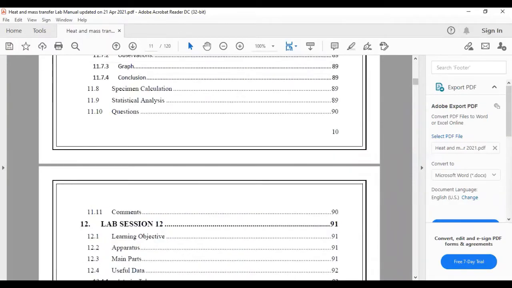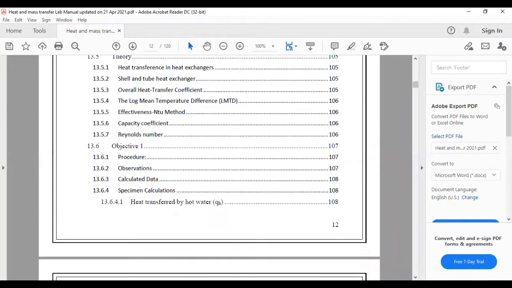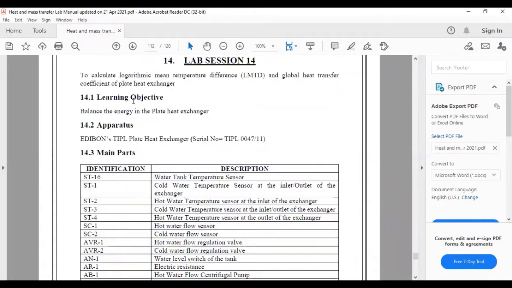So I will open lab session number 14 and then explain the experiment to you. The experiment we will perform on this apparatus is to calculate the logarithmic mean temperature difference, abbreviated as LMTD, and the global heat transfer coefficient of the plate heat exchanger. So we have to calculate these two parameters: one is LMTD and the second is the global heat transfer coefficient. If you go through the theory, you will learn about them.